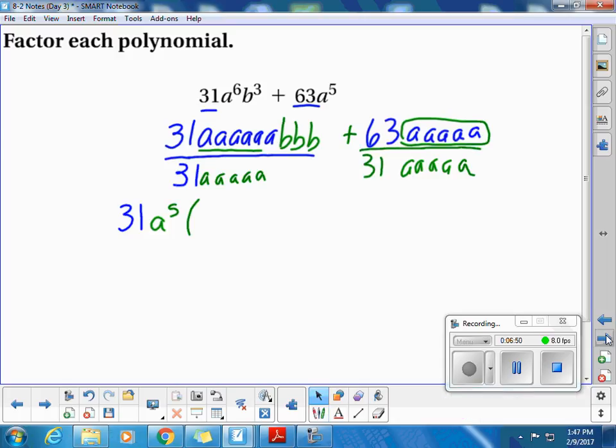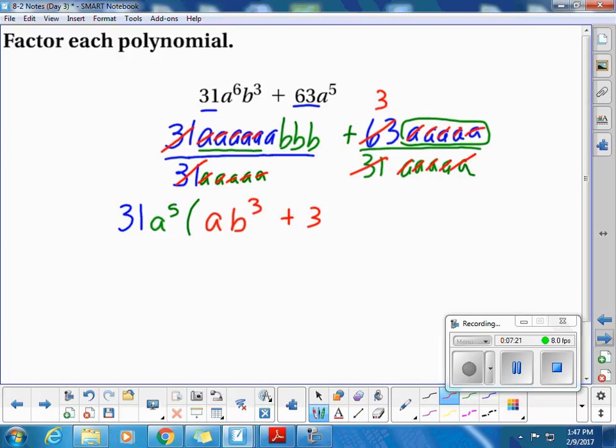And I'm going to cancel. 31 cancels with 31, 1. A over a is 1. Whew, that's a lot of a's. I am left with just a. And then I have b to the 3rd. Plus 63 is divisible by 31. It leaves me 3. And then I have a's that are going to reduce to be 1, and they are all gone. So there's my factored form.